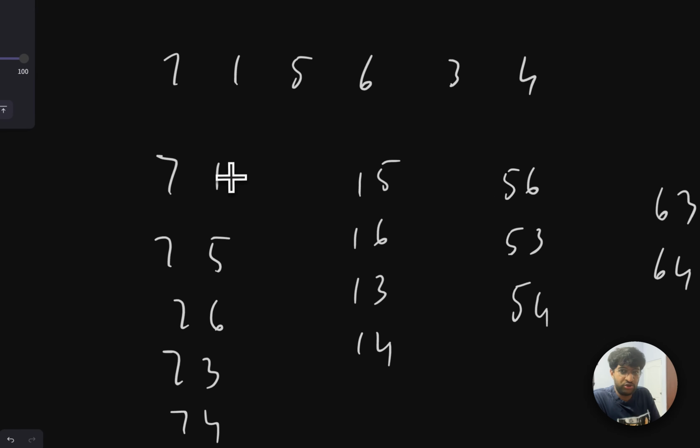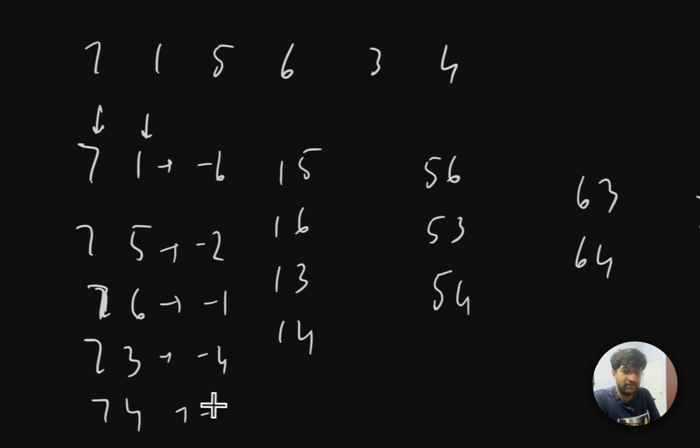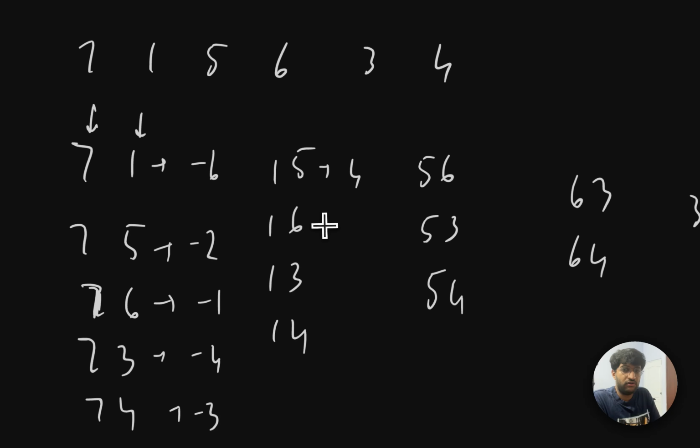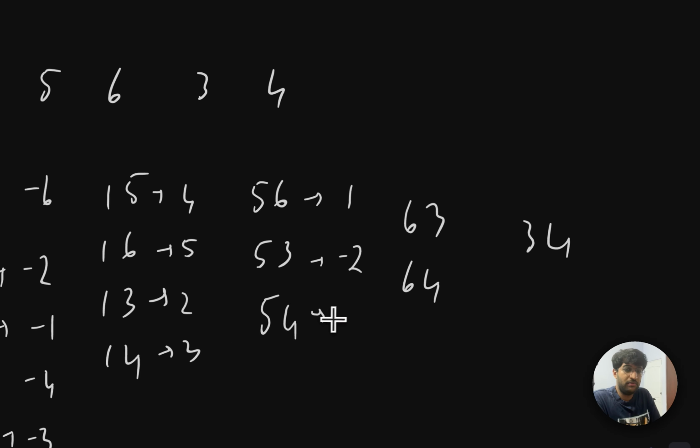If I find the difference here, which should be sell minus buy, it's actually 1 minus 7, so it is minus 6. This will be minus 2. This will be minus 1. This will be minus 4. This will be minus 3. Then this will be 4, 5, 2, 3. Then this will be 6 minus 5, so it will be 1. Then this will be minus 2, this will be minus 1. Finally, 3 minus 6, so minus 3. 4 minus 6, so minus 2. And 4 minus 3, so 1.